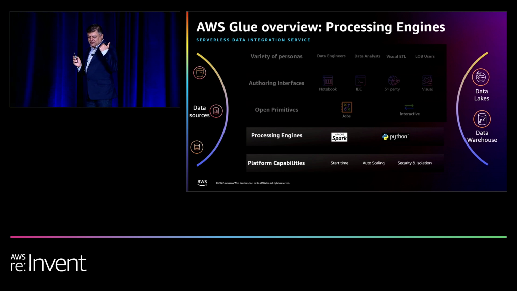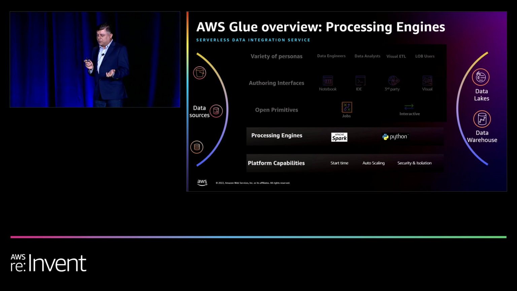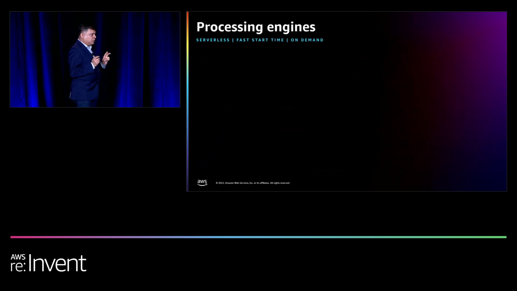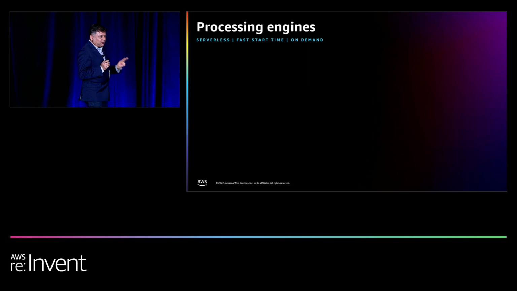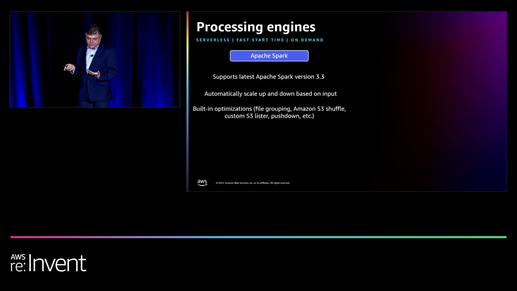So we talked about personas. We talked about interface. We talked about primitives. Let's talk about the processing engine. So today we offer 2 processing engines. Actually, as of Monday, we offer 2 processing engines. One is Apache Spark for distributed processing.